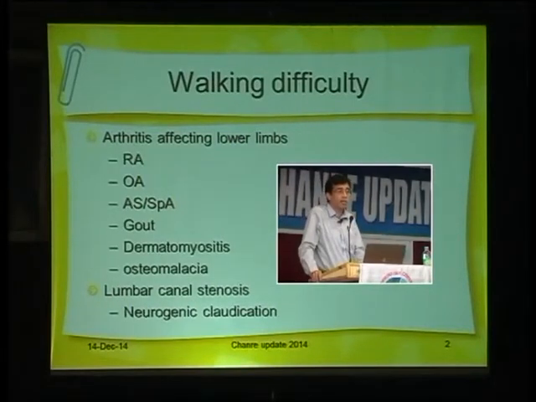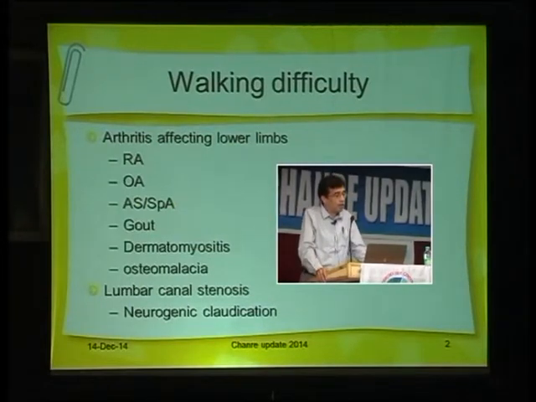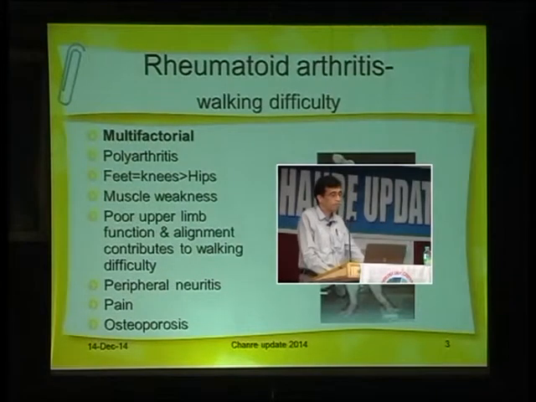And dermatomyositis, being a muscle disease, causes weakness of the lower limb muscles and they have difficulty. And of course, osteomalacia again causes pain and weakness of the lower limb girdle muscles and makes them prone to fall, and they will be difficult to transfer. In addition, osteoarthritic process affecting the lumbar spine can cause neurogenic claudication, and lumbar canal stenosis can also contribute to the difficulty in walking in patients with rheumatic diseases.